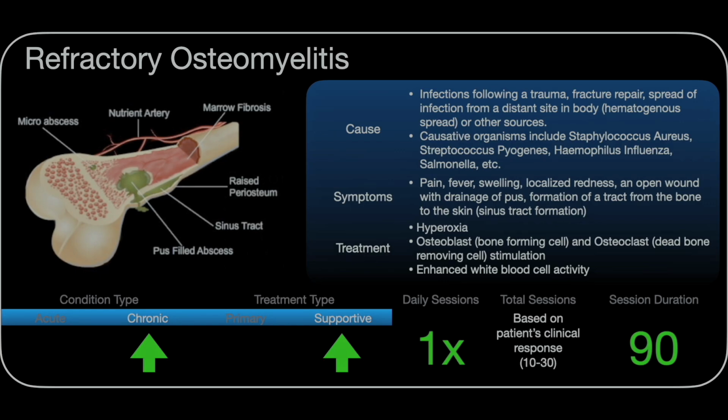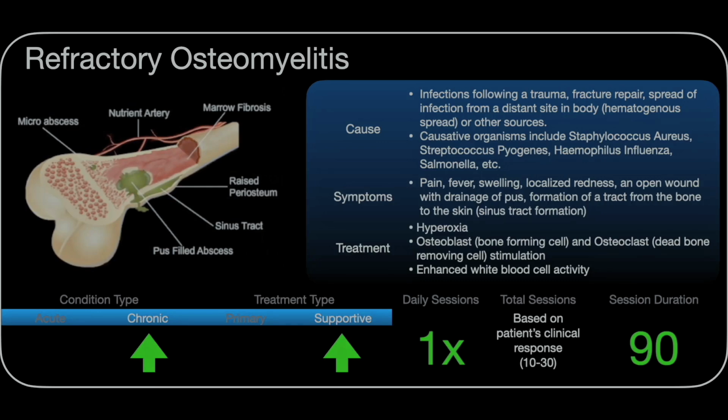Refractory osteomyelitis is considered a chronic condition. The use of hyperbaric oxygen therapy is considered a supportive treatment modality. The cause of refractory osteomyelitis can be infections following trauma, fracture repair, spread of infection from a distant site in the body, or other sources. Causative organisms include Staphylococcus aureus, Streptococcus pyogenes, Haemophilus influenzae, Salmonella, etc.